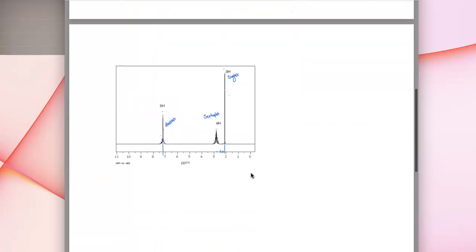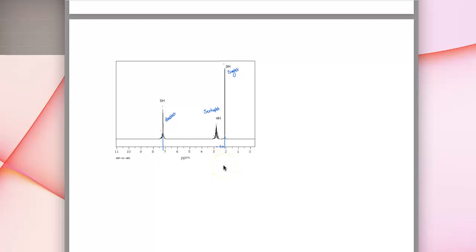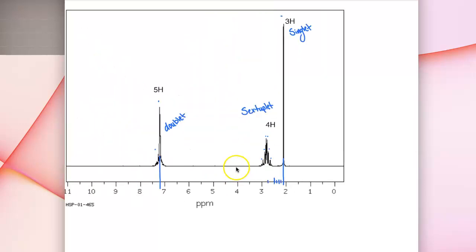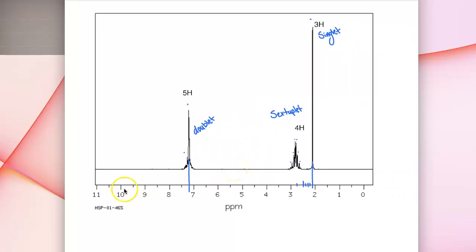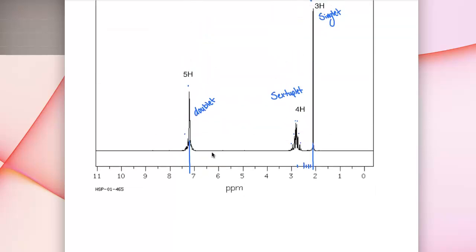And then the next thing we look at is our H NMR spectra. So we have, if we look closely here, we can see that we have a doublet here. So 1, 2 peaks. We have a sextuplet here. 1, 2, 3, 4, 5, 6. That would be a sextuplet, and we have a singlet here. Just a single peak.